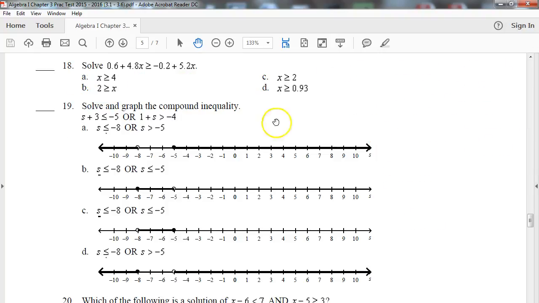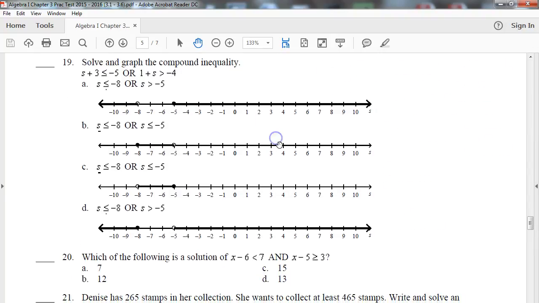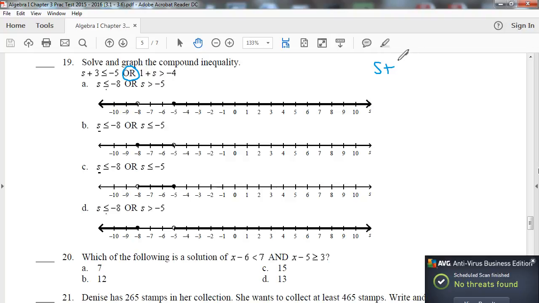Number 19 says solve and graph the compound inequality. And this compound inequality is a set of simple inequalities separated by the word or. So this actually, in my opinion, is one of the easier ones. We can just solve the two inequalities and graph them just on the same number line together.